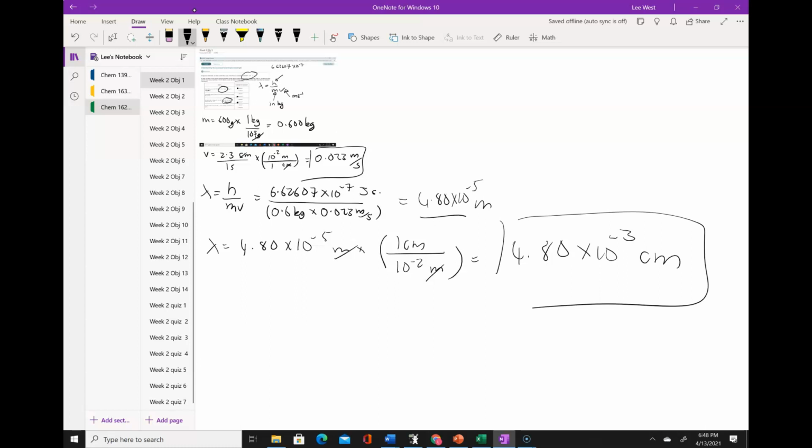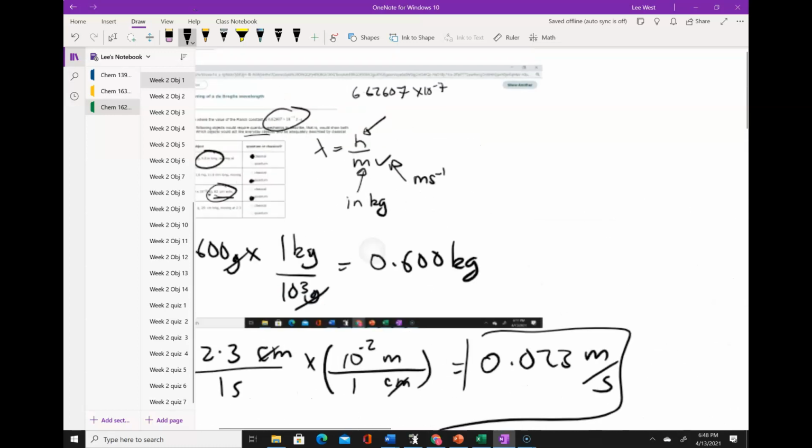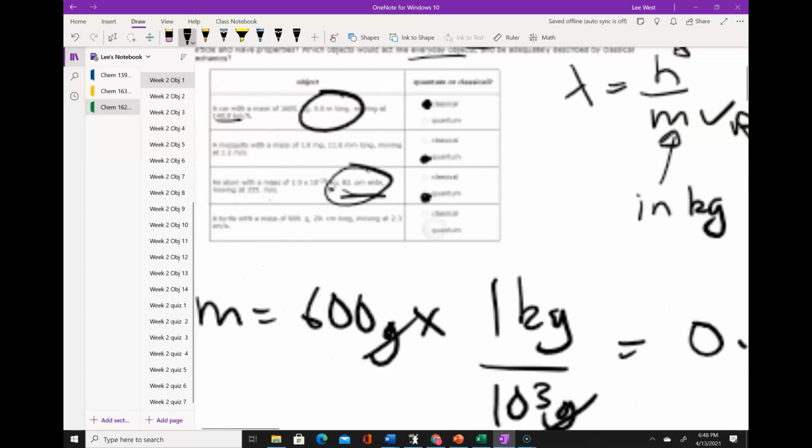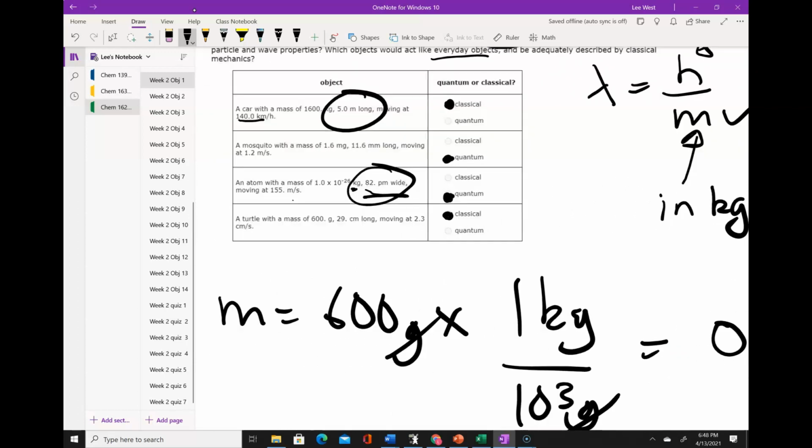So it's not even 1 centimeter, right? So the wavelength is a lot less than the 29 centimeters of the turtle, which means the wavelength is smaller than the size of the object itself. So we're going to be describing this turtle using classical mechanics rather than quantum mechanics.